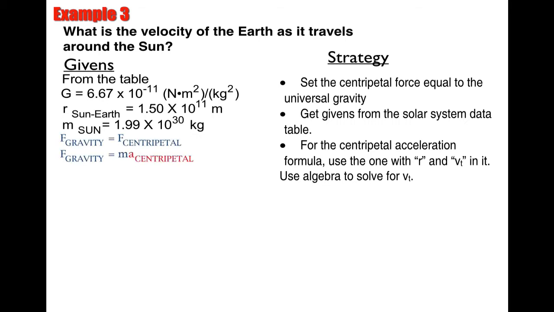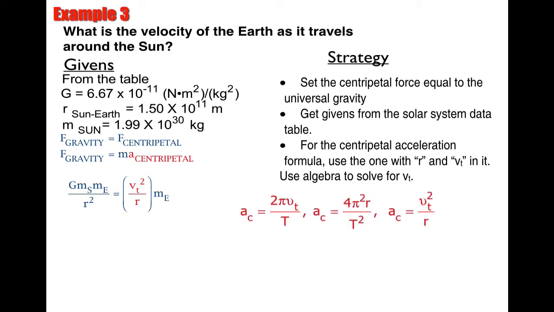So as I said, I'll start with the fact of the force of gravity equaling the centripetal force. So the force of gravity is equal to m times ac. Substitute in my equations, so I've got G, mass of the Sun, mass of the Earth, over r squared, equals, and I used v squared over r times the mass of the Earth.